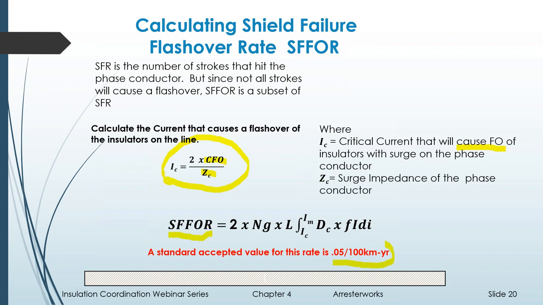Okay, this is a typical number that's used for a decently shielded line, 0.05, an outage rate of 0.05 outages per 100 kilometers per year if you don't have this number.